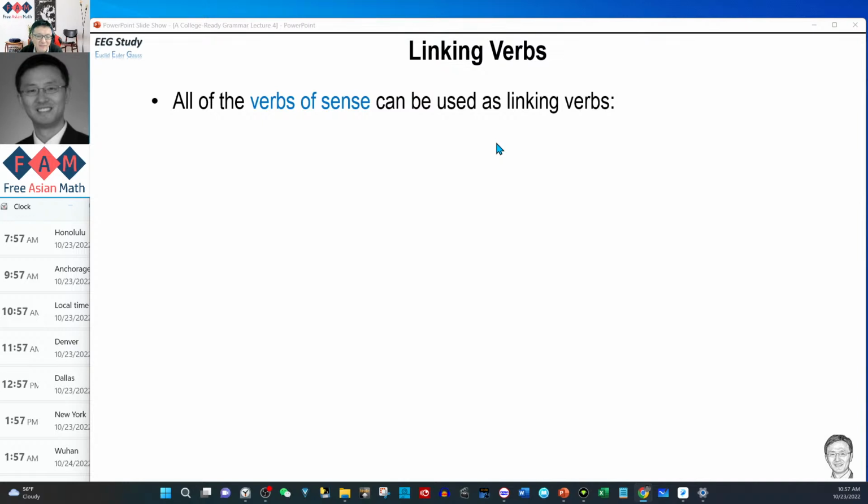Well, we have eyes, we can see. We have ears, we can listen, we can hear. But listen is an action verb. Sound is a linking verb. Okay, we have our tongues, we can taste. We have our hand or skin, we can touch and feel. So each verb of sense has a linking verb function.